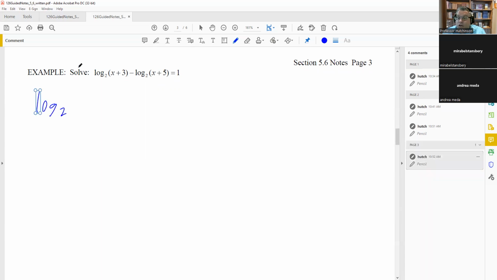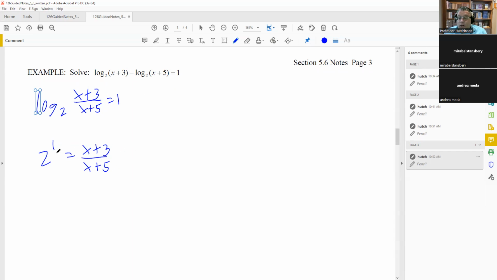So I want to combine these together into a single log. They're both on one side of the equation, so we can do that right away. x plus 3, but then you're going to have over x plus 5 equals 1. All right, so in this case, we're turning the subtraction into division. Okay, so now that we have this, we're going to change it from log form to exponential. 2 to the first power is going to equal x plus 3 over x plus 5. Okay, log form to exponential. The 2 raised to the power 1 will equal this fraction.